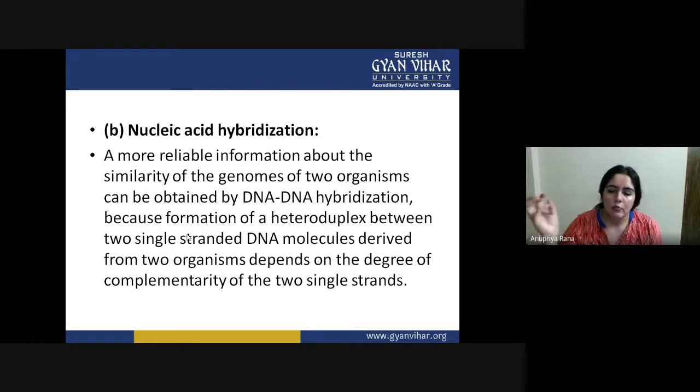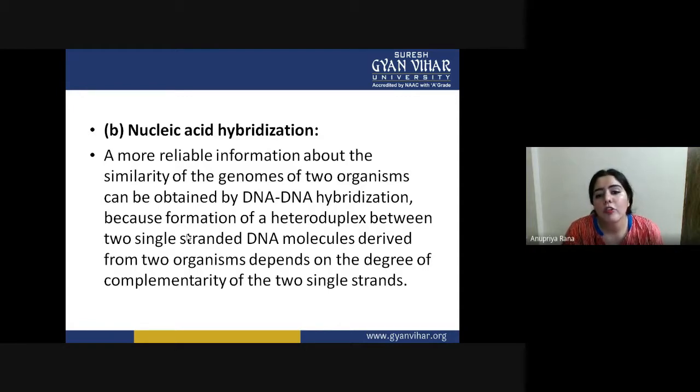Take one DNA from species one, take a second DNA from species two. Make them from double stranded to single stranded, denature them, and see if they hybridize or not. If they hybridize, they are definitely the same. If they do not hybridize, they are not. Okay, so that is the simplest form in which we can classify them on the basis of their DNA analysis.